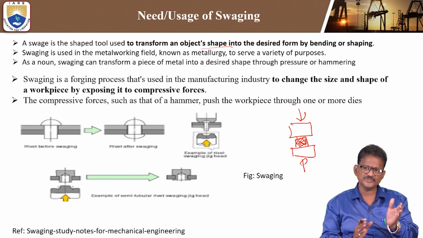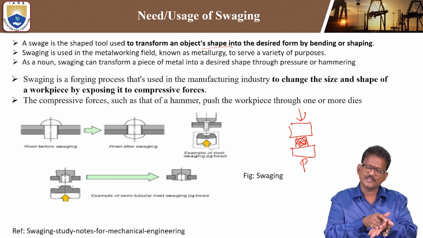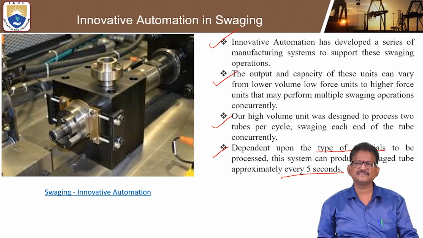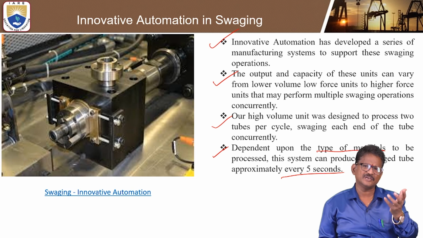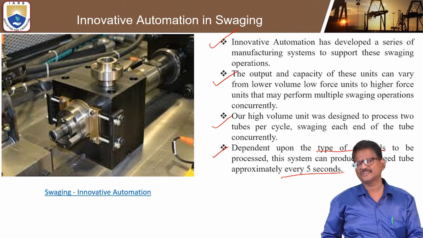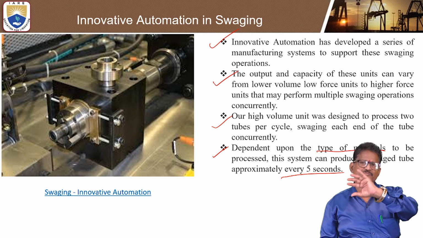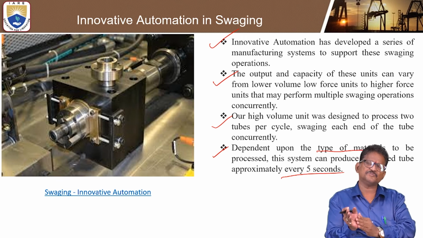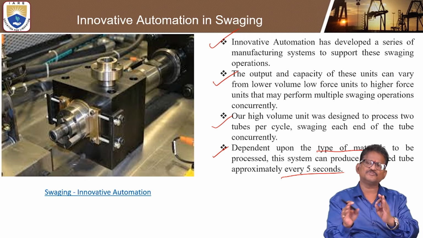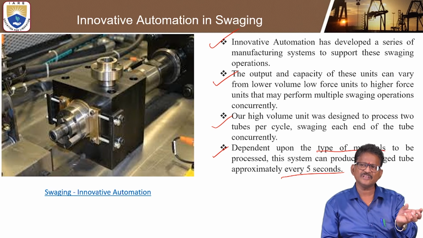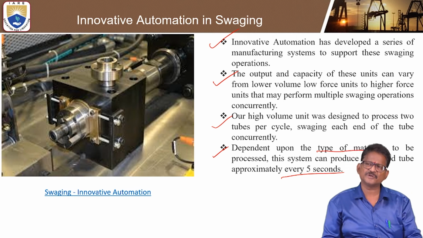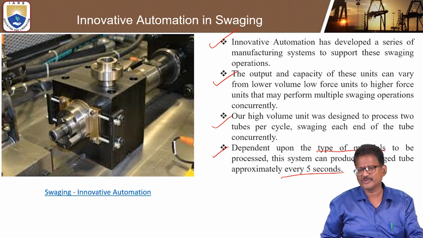Even the hammer pushes the workpiece through one or more dies, so that gripping can also be easily performed in swaging. And this is called innovative automation. Nowadays a variety of applications have been introduced where human intervention can be eliminated. One or two members can be used for changing the material and only for transportation purposes, to transfer the components and material. For that reason, a highly skilled person is not required. A semi-skilled person can also perform this operation.